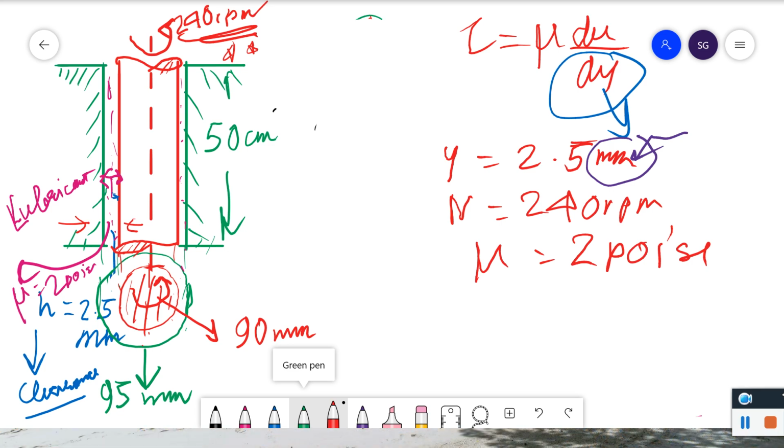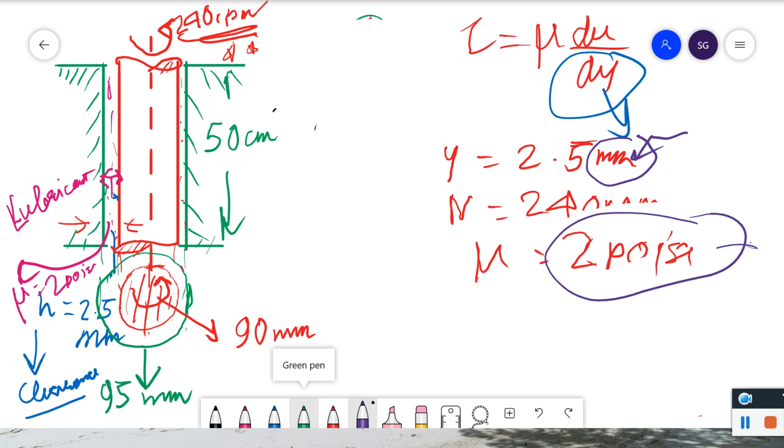I will tell you the meaning of poise. It's just a CGS unit, and I will tell you what its actual value is. So we have this part, shear stress we don't have, and this also we don't have. Okay, but we have this RPM.